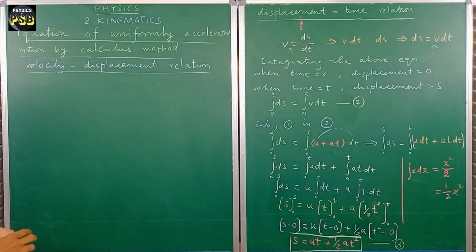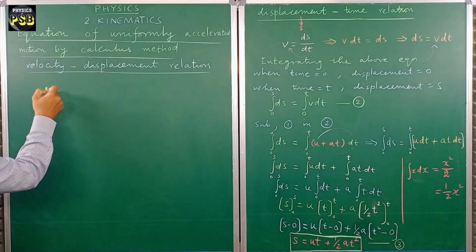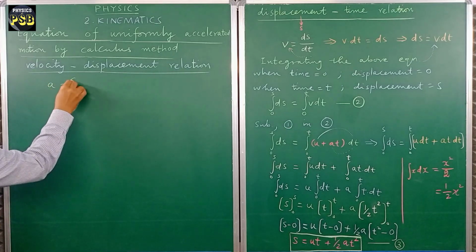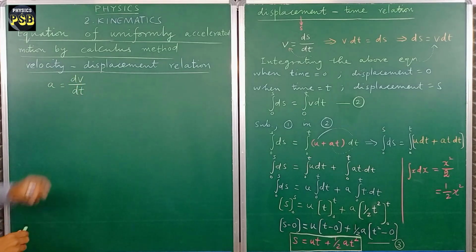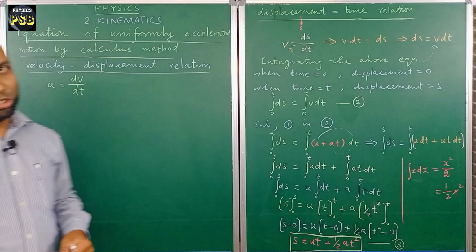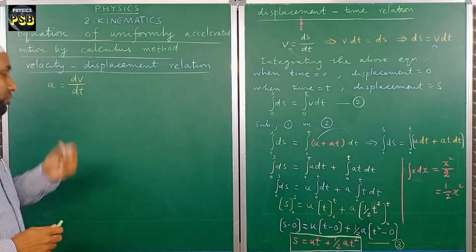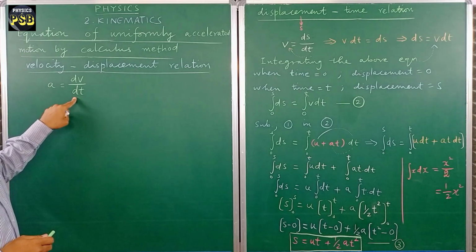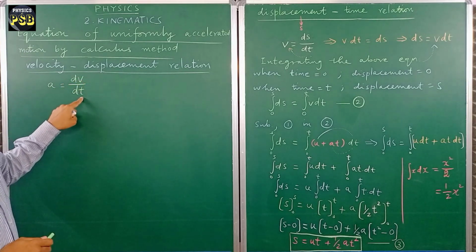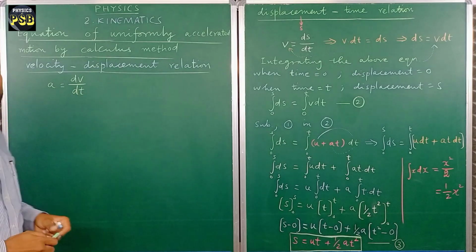Okay. To get the relationship between velocity and displacement, I start with this equation. a equals dv upon dt. Now, this is the equation of acceleration, rate of change of velocity. This is the first order derivative of velocity with respect to time. That is nothing but acceleration.